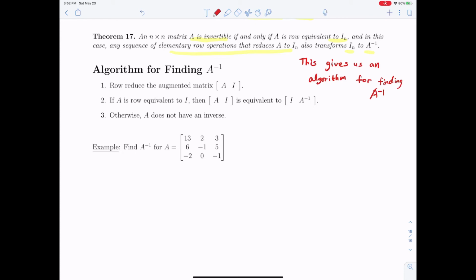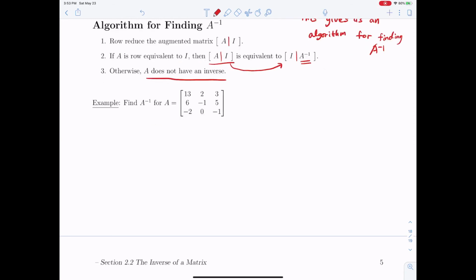To keep track of all the row operations, the first thing you do is take the augmented matrix using A and I. If A is row equivalent to I, then we can reduce this matrix so that the identity matrix is on the left, and what you get on the right should be the inverse matrix. And if A is not row equivalent to I, then A does not have an inverse.